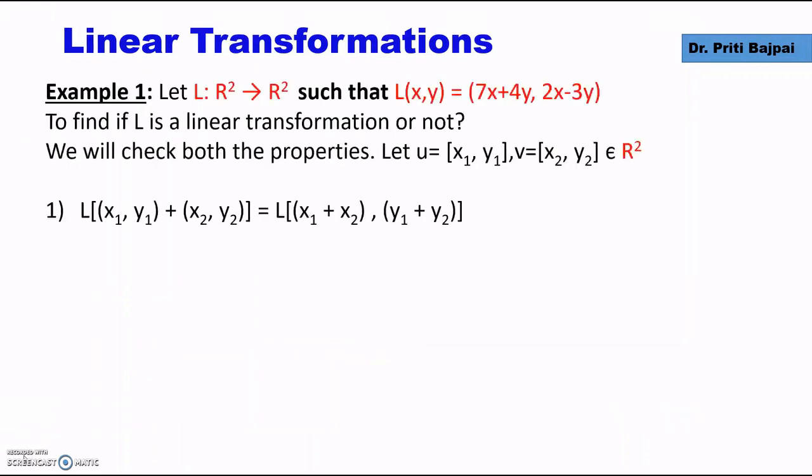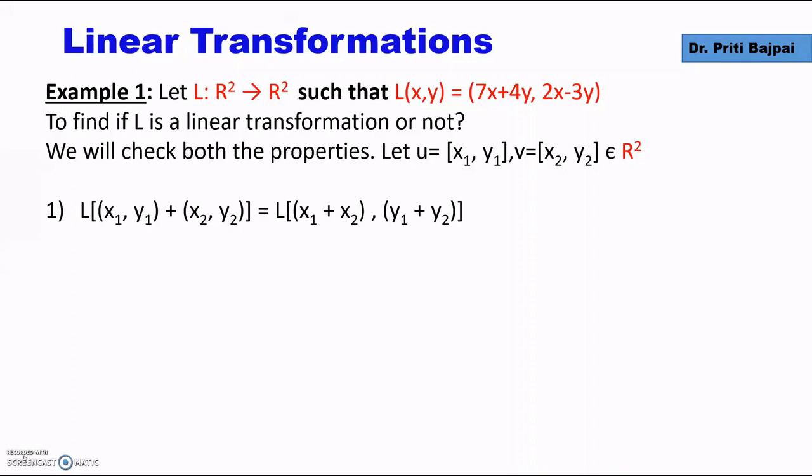Let's come to some examples. In this example, we have to find whether the mapping L from R2 to R2, such that L transforms (x, y) into (7x + 4y, 2x - 3y), is a linear transformation or not. So we have to check the two properties.